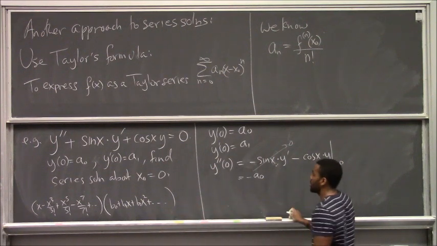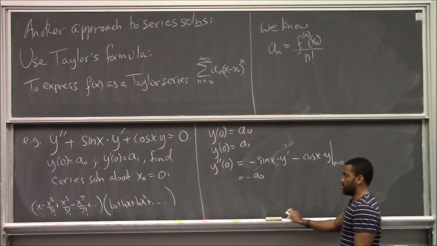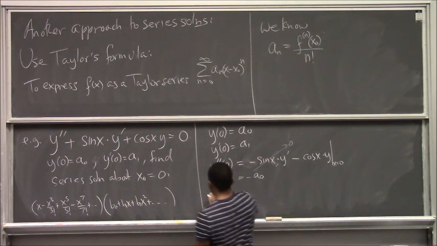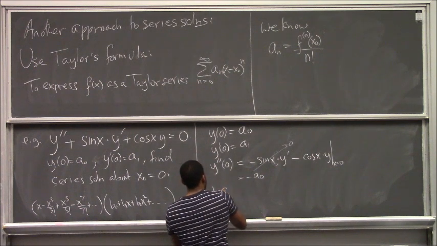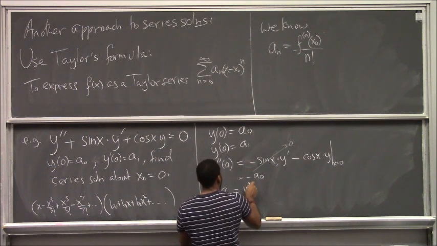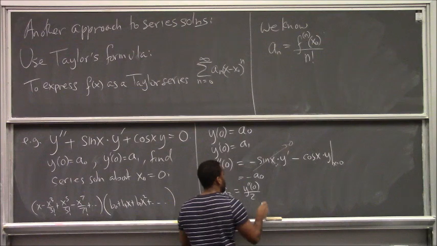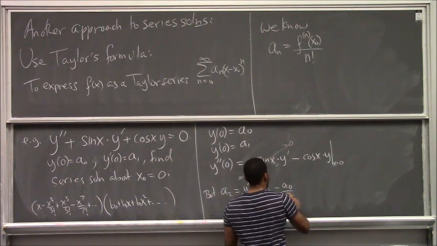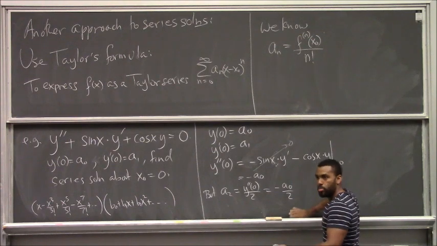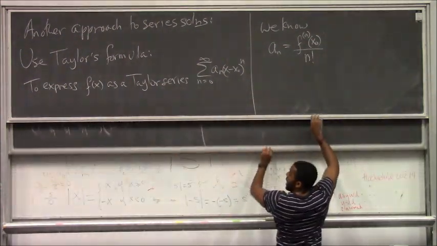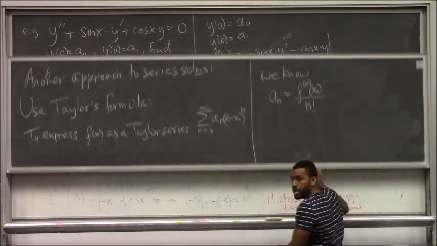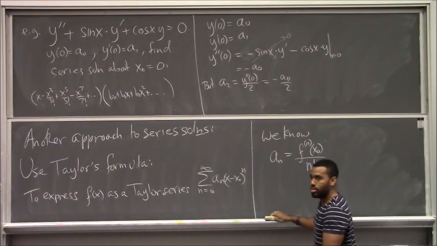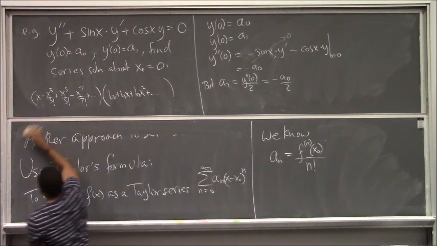Don't you have to divide by 2? Yes. So now, what you'll notice is that a2 is equal to y double prime of 0 divided by 2. But y double prime of 0 I just found, that's just minus a0. And I can keep playing this game. I can just keep finding derivatives, evaluating them at 0, and then dividing them by the factorial. And that will give me the next coefficient.